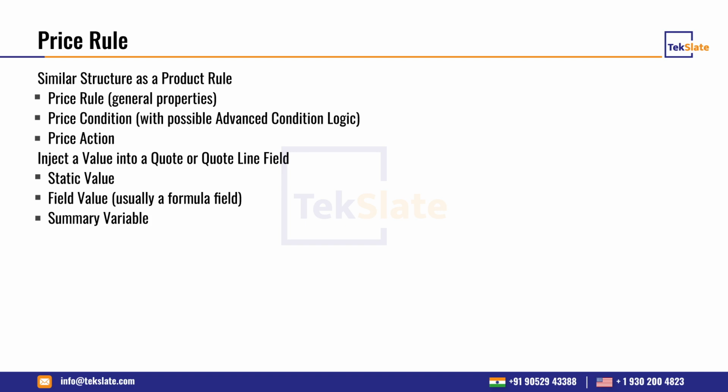So if the partner level is gold, automatically my system will give 30% discount in the discount field. Automatically it will be injected. If they are silver, it's going to give 20%. If they are bronze, I'm going to give 10%. So I'm going to check the condition, and based on that, I'm going to update some field on a quote or quote line.